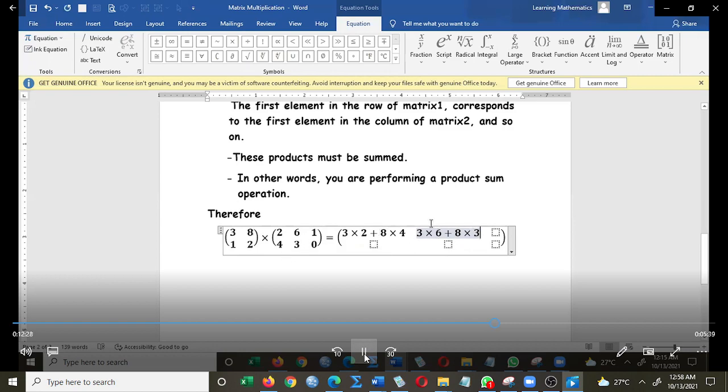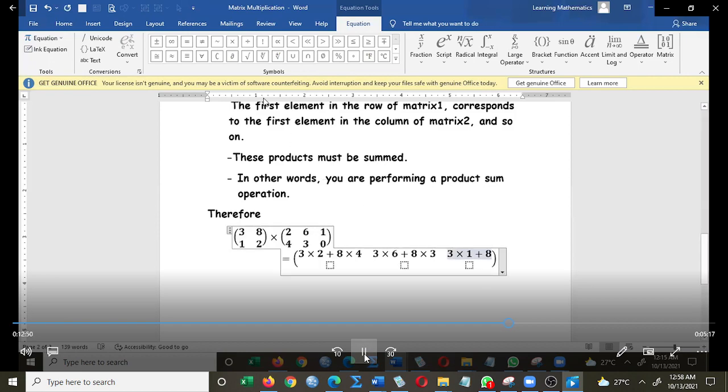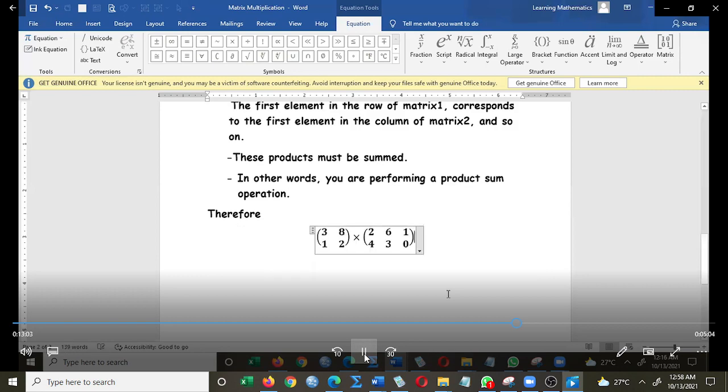We're on the first row still, so we continue with that same row, the 3 and 8, with the third column. 3 is the first in the row, 1 is the first in the column. So it's 3 times 1 plus 8, the second element in the row, which corresponds to 0, the second element in the column. Okay, so just to make this look a little tidy, snip this.